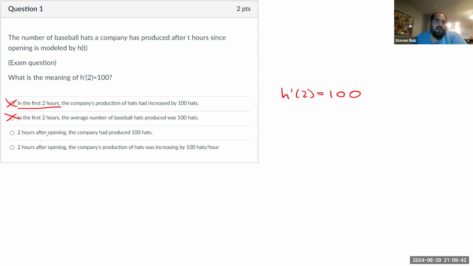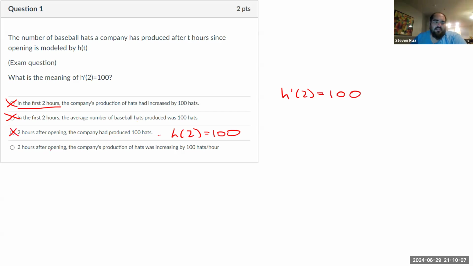All right, what's the third option? 2 hours after opening, the company had produced 100 hats. I don't think that's what's happening either, because that one sounds to me like H of 2 equals 100. Because this is not talking about a rate. This is talking about a production, like this number of hats that I've made. So I'm going to throw this one out too.